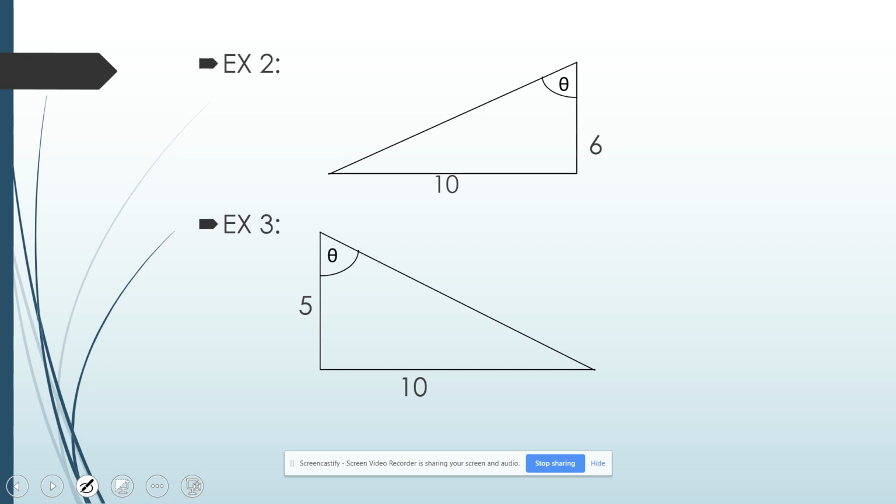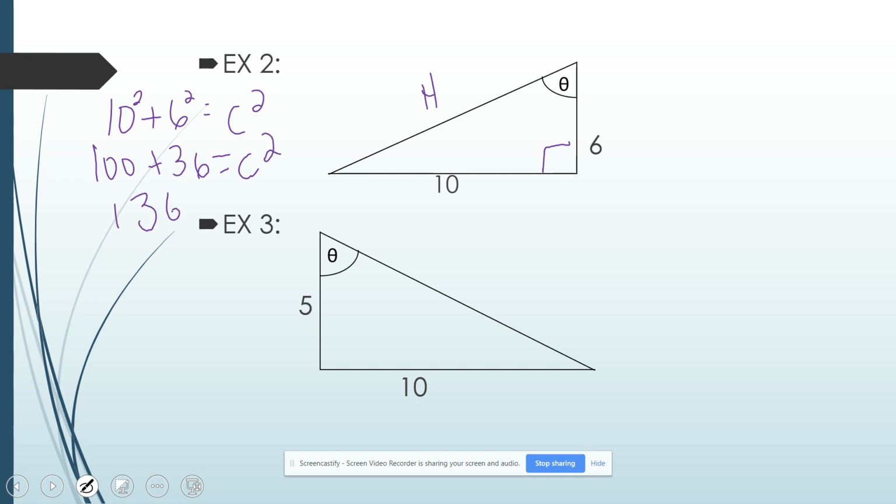Example 2. All right, we have our right angle right here. So we are missing our hypotenuse. I have to know that in order to be able to continue on with my 6 ratios. So plugging into Pythagorean theorem, we have 10 squared plus 6 squared is equal to c squared. It's 100 plus 36, which is 136.